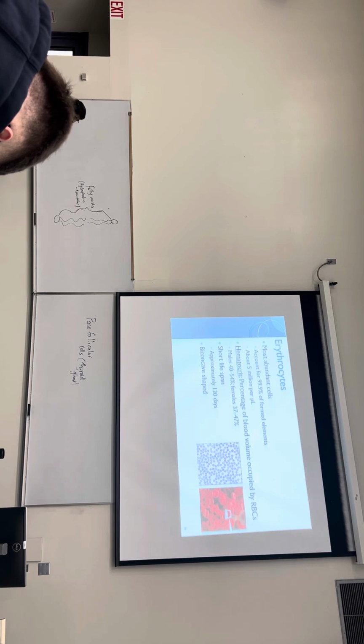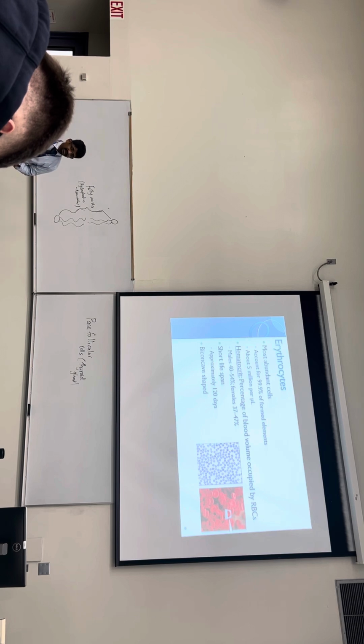So they are biconcave shaped. Do they have a nucleus? Did we see them on the first day? We did see them in the histology lab, right? They do not have a nucleus. They've lost their nucleus. What do they contain? Hemoglobin. They actually have 250 million molecules of hemoglobin. There's no nucleus, so they cannot replicate.